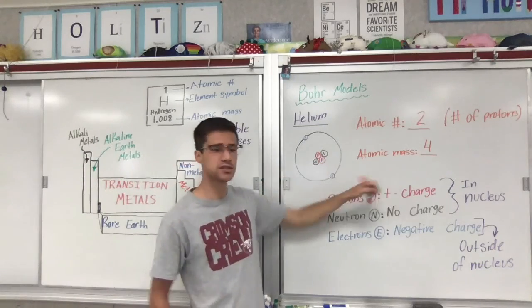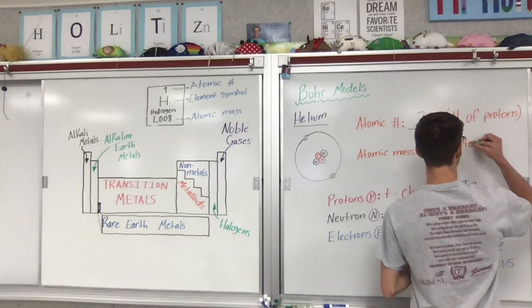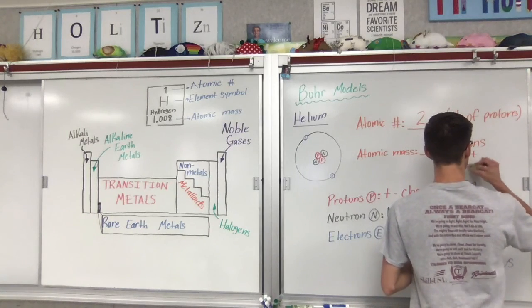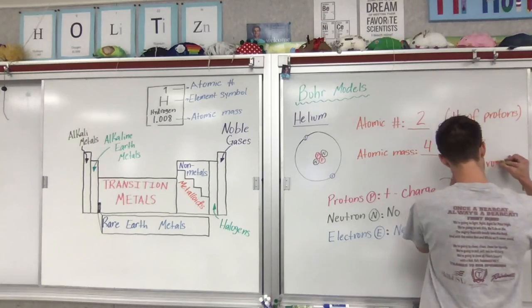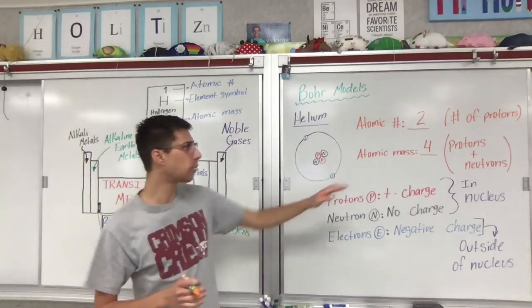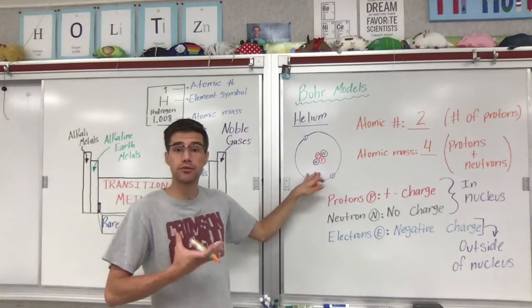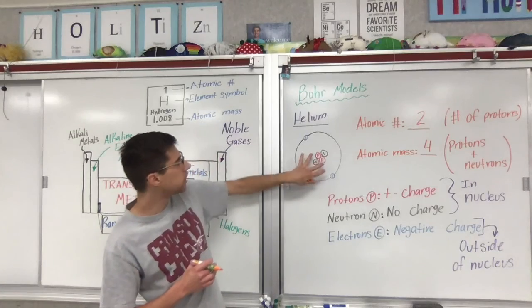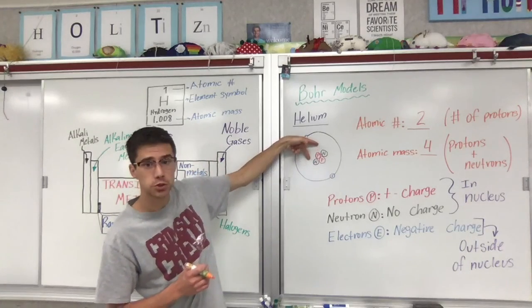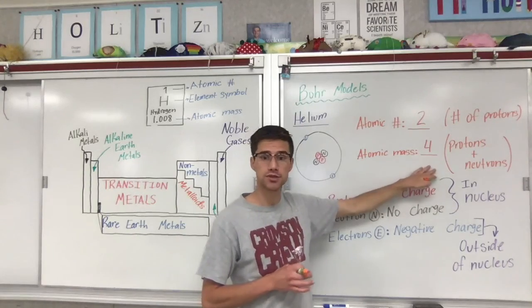So the atomic mass is really the protons plus our neutrons. All right. Now, because they're protons plus neutrons, those are really the heavy part that makes up the atom. And because we have 2 protons here and 2 neutrons here, obviously 2 plus 2 is 4. So that's where our atomic mass comes from.